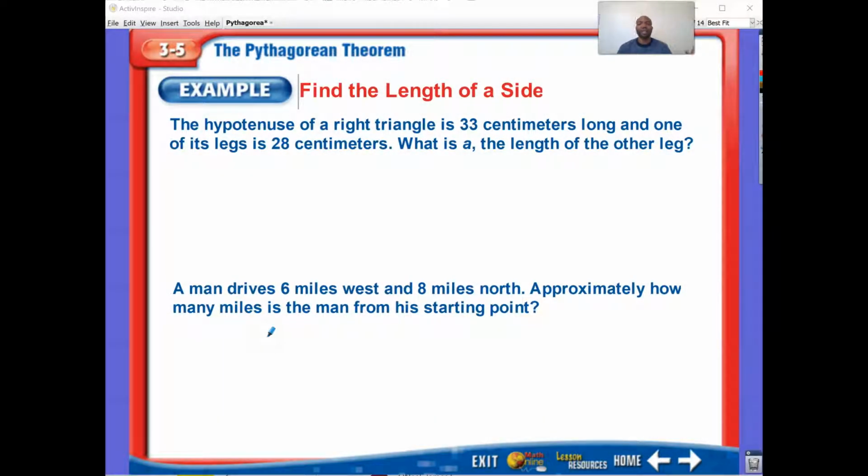So it says the hypotenuse of a right triangle is 33 centimeters long and one of its legs is 28 centimeters. What is a, the length of the other leg?